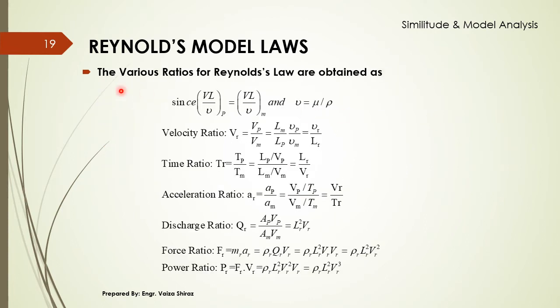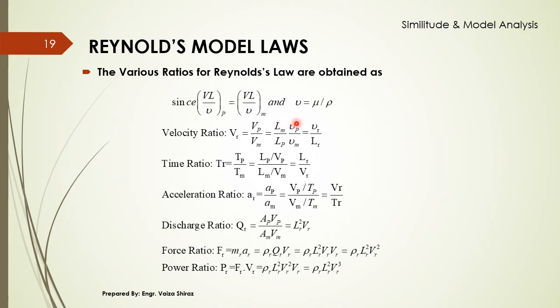Various ratios for the Reynolds numbers are obtained by using the basic relations for the Reynolds number. So the first factor is the velocity ratio. It can easily be calculated by using this main relation. If you just simplify this above relation for Vp over Vm, you will get this equation.